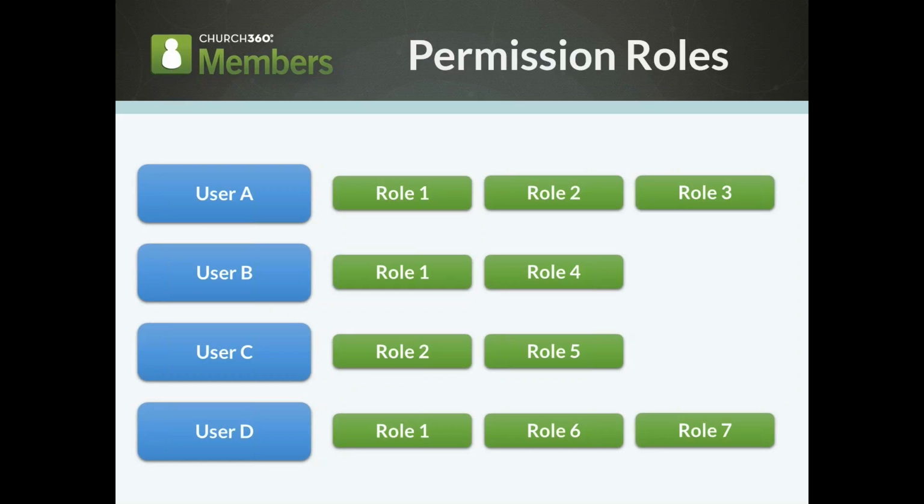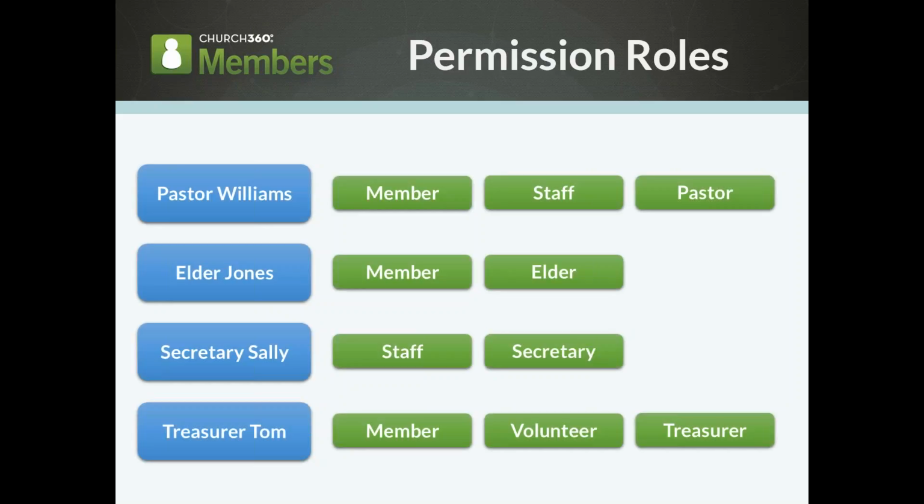Let me switch this up a little bit and show it based on individuals and actual potential permission roles. So you can see there that you've got Pastor Williams, and he's a member of the congregation.